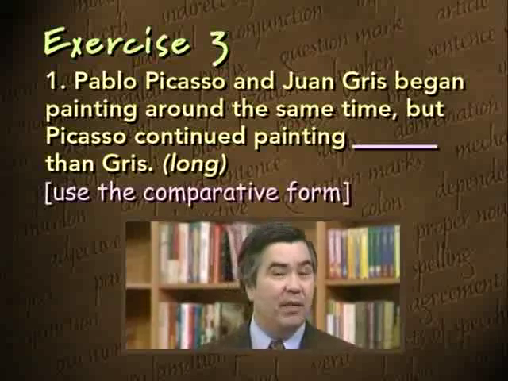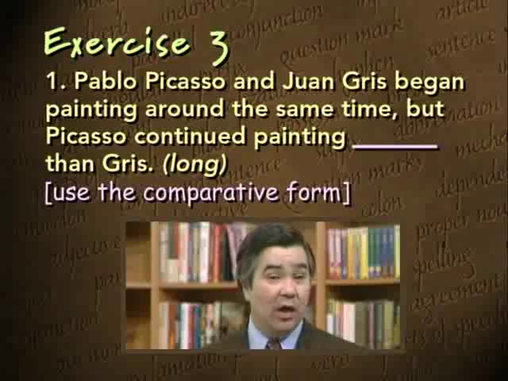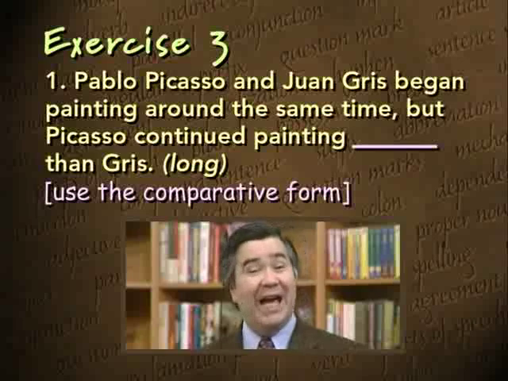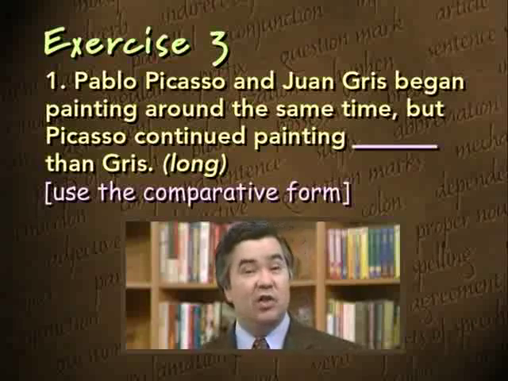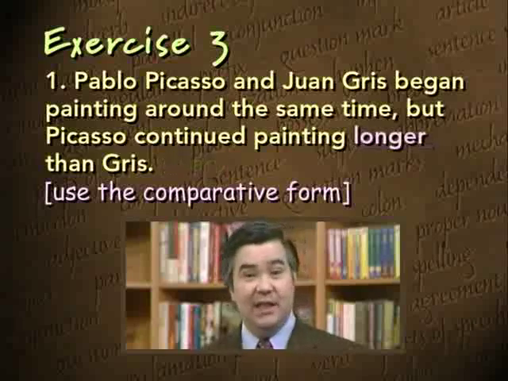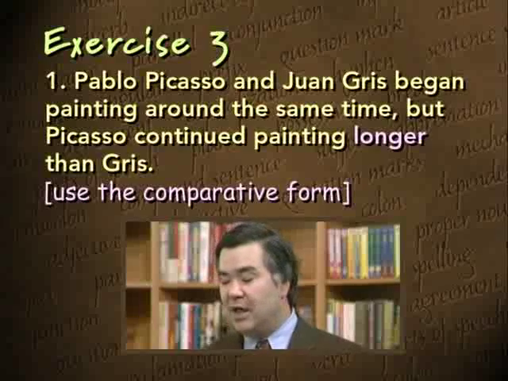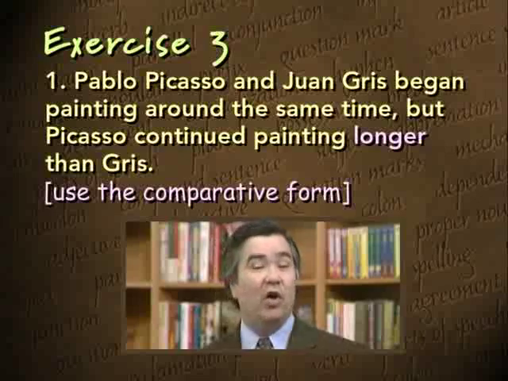And how do you form the comparative form of the adverb long? Well, it's a one-syllable adverb, and therefore, you simply add the letters ER at the end to turn it into longer. And the sentence would read, Pablo Picasso and Juan Gris began painting around the same time, but Picasso continued painting longer than Gris.